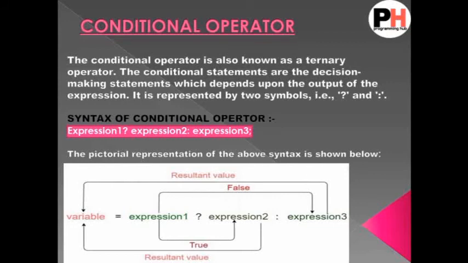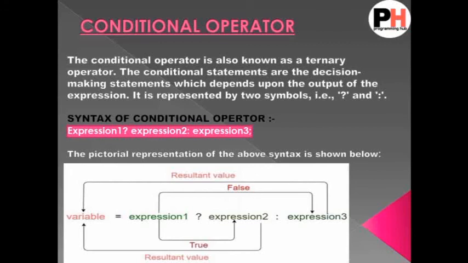so now next is the conditional operator. The conditional operator is also known as the ternary operator. The conditional statement is a decision making statement which depends upon the output of the expression, and it is represented by two symbols, that is question mark and colon. This is the syntax of the conditional operator: expression 1 question mark, expression 2 colon, expression 3. Okay, and the pictorial representation of the above syntax is shown below.